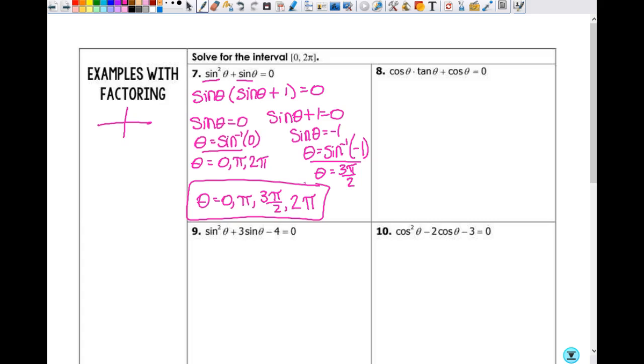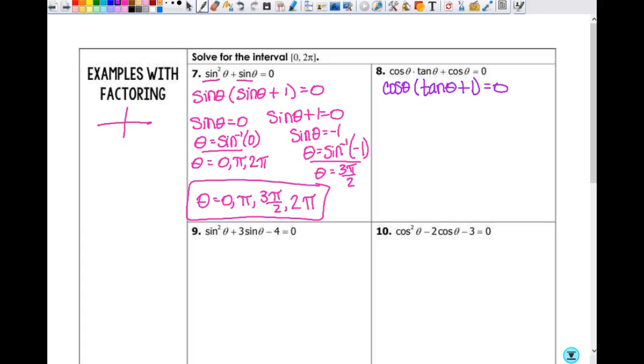Okay, everybody good with all that? Any questions at all? All right, let's look at number 8. What can I do in number 8 to start to solve it? Factor out cosine. Good. So this is going to give me cosine theta times tangent theta plus 1 equals 0.